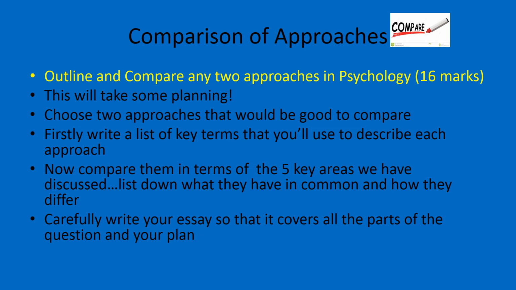Then give some AO1 details about those particular approaches, lots of key terms like I've said there. And then it's a simple case of using the 5 key areas to compare and contrast. So list down what they have in common and list down how they differ in terms of reductionism and determinism and all those 5 things that we talked about before. You should find that you've got a lot of things that you can write about, but you've got to be quite specific. Make sure that you're not waffling away there. Lots of good key terms and using those particular areas that we've talked about previously.